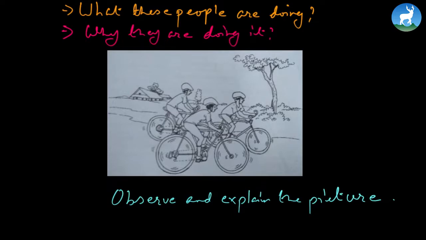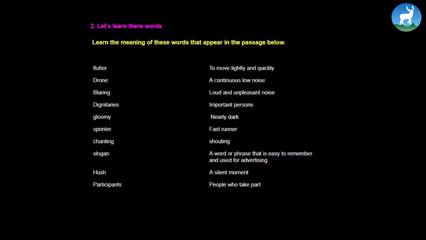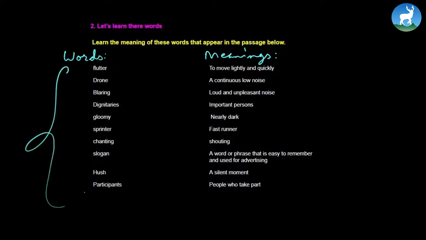Now, let's go forward again. Here I have a list of words, all right? Here are the words, and their meanings are given on the right-hand side of this column, okay? All these words are taken from the passage which I'm about to read now. So, let's first try to understand what these words mean.